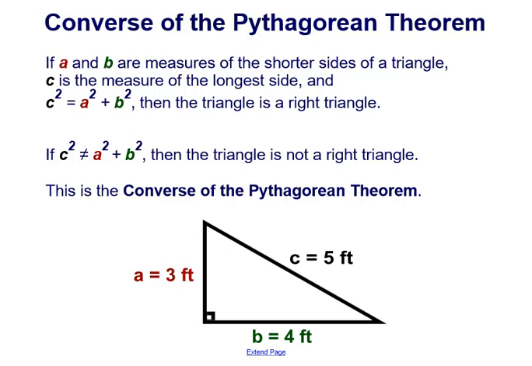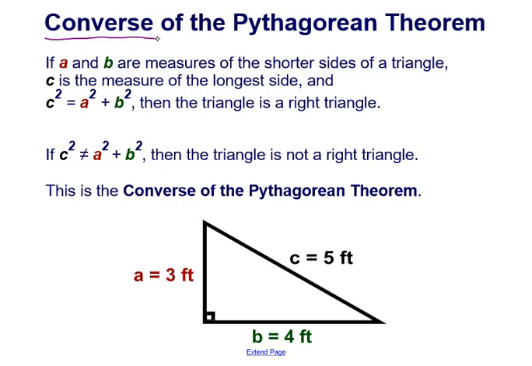So just as we use the Pythagorean theorem to find missing side lengths in right triangles, we also can use the Pythagorean theorem to determine if a triangle is a right triangle at all. This is called the converse of the Pythagorean theorem.